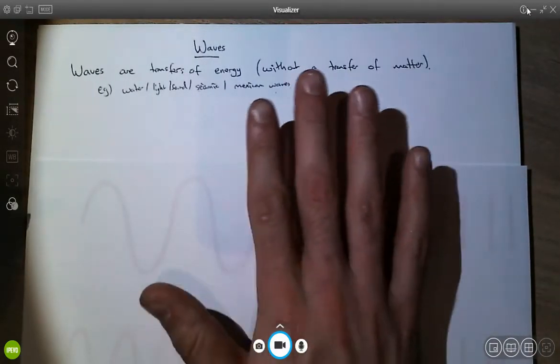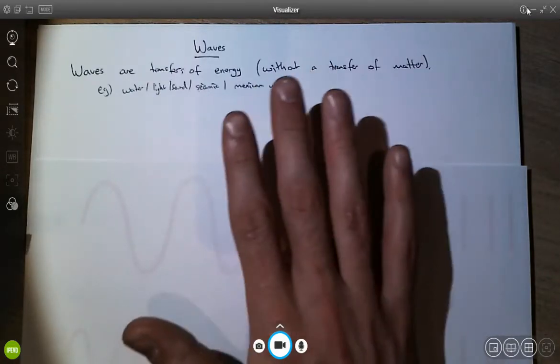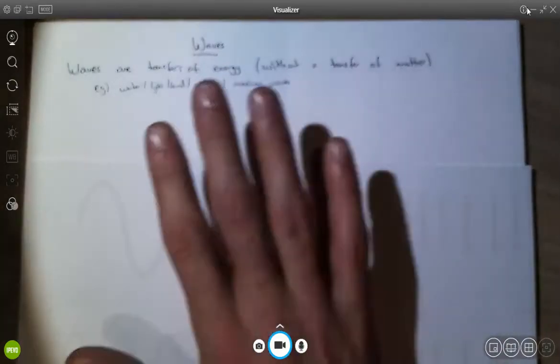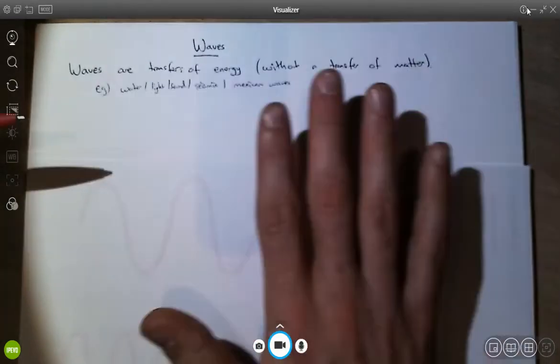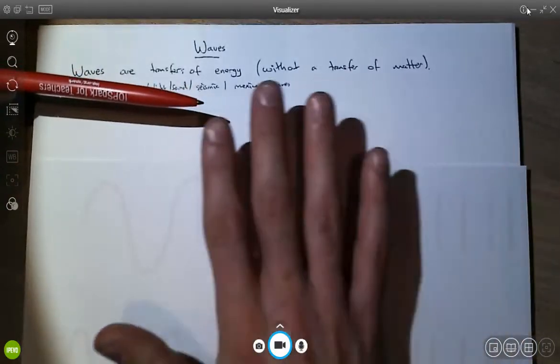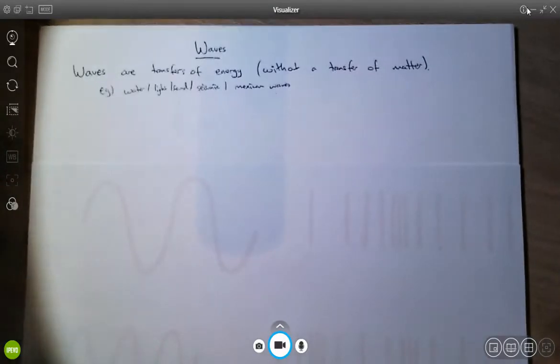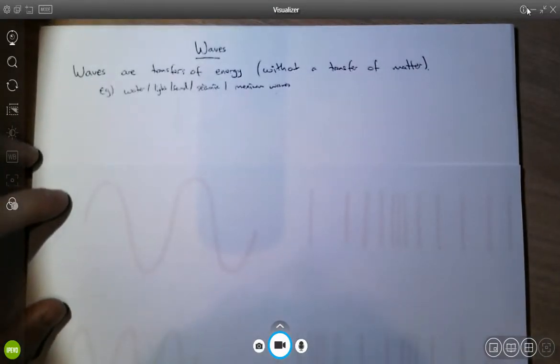You can get them to wave faster, and so you can talk about the frequency of the waves, how many waves per second. You can get them to wave with a greater amplitude, so the hand is moving further from where it originally started, and that is the amplitude. And then we can link that to the other properties of waves, which I'll talk about in a minute.